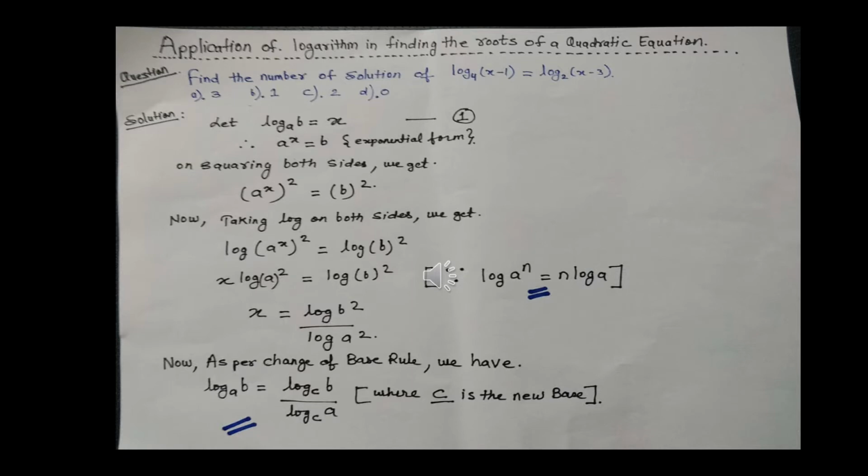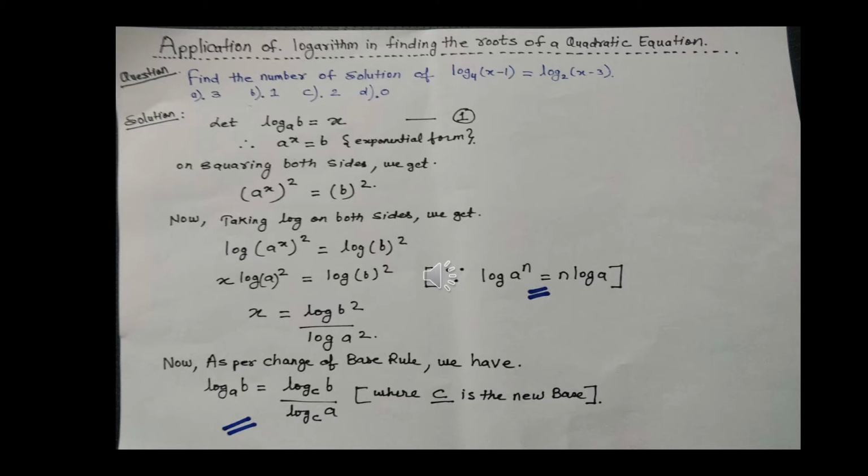So here is the question: find the number of solutions of log (x minus 1) to the base 4 is equal to log (x minus 3) to the base 2. We have four options here and we have to calculate the correct option.